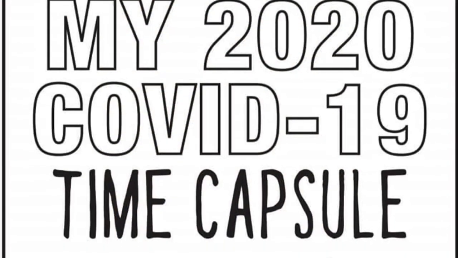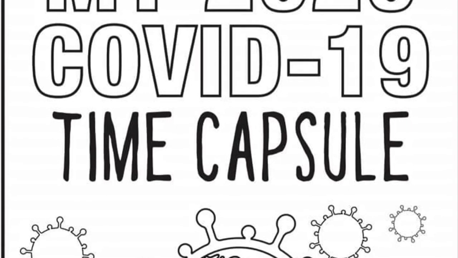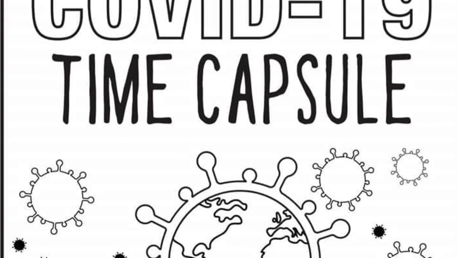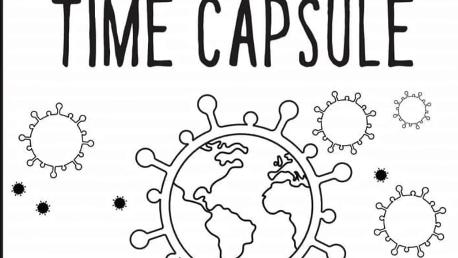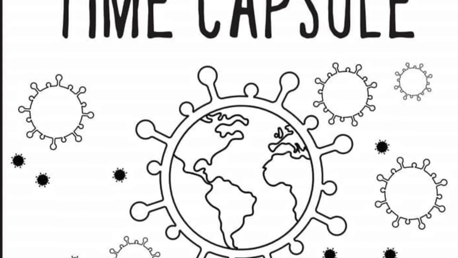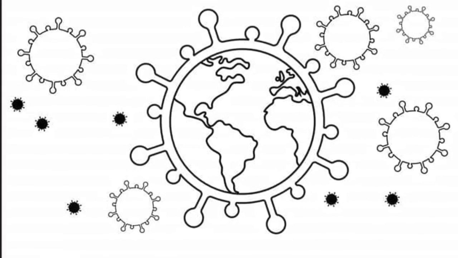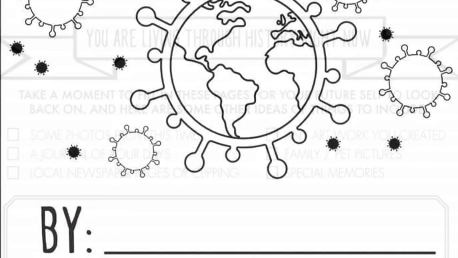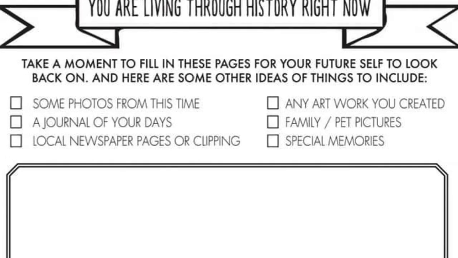So, as you can see, we are going to capture some of our thoughts and feelings in this time capsule. This time capsule captures everything that's going on to remind you of what it was like as you get older and those memories start to fade. Because remember, you are living through history right now. So we're going to take a little time to fill in this sort of time capsule memory diary about all the things that we get up to.